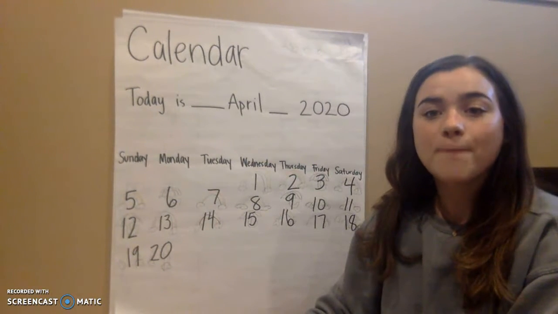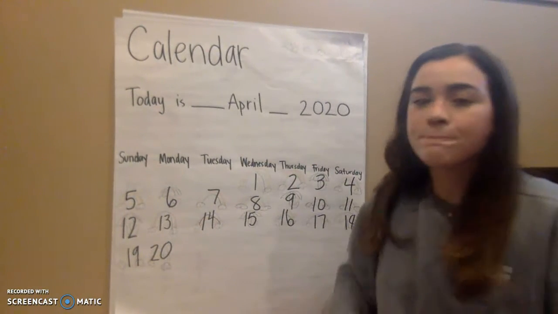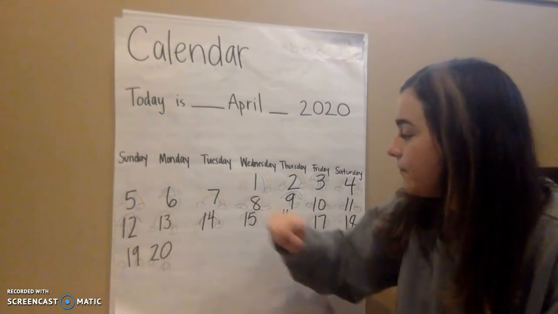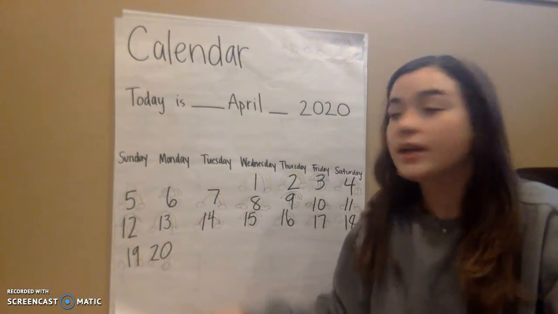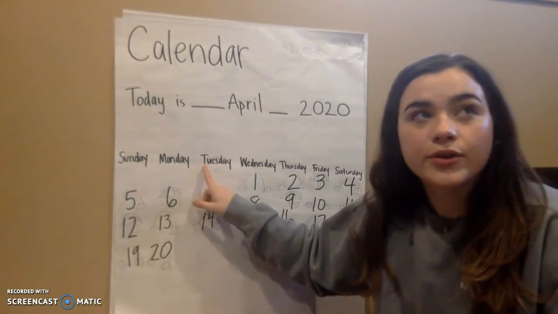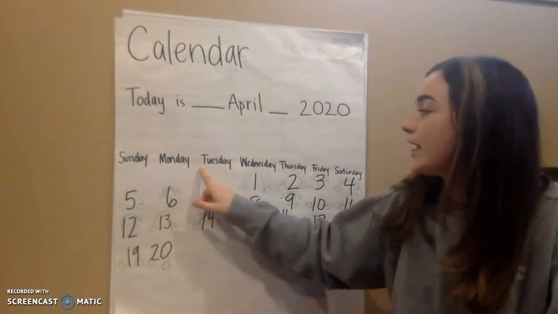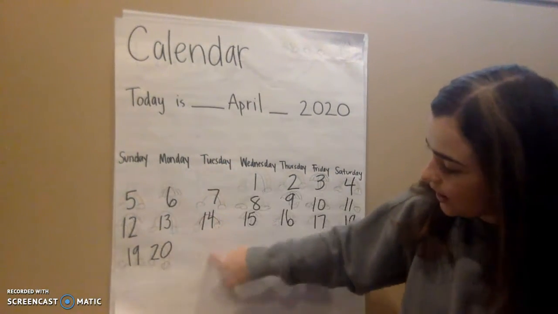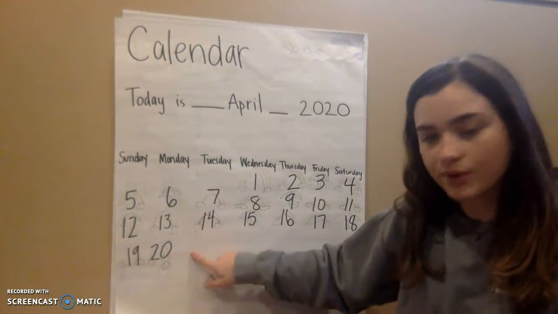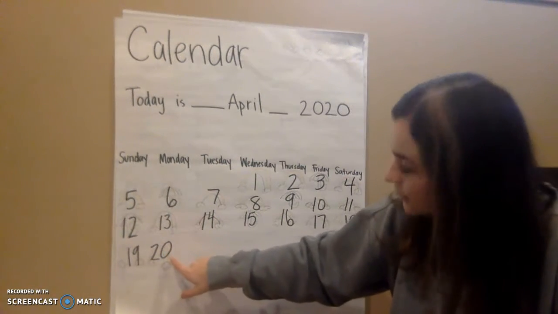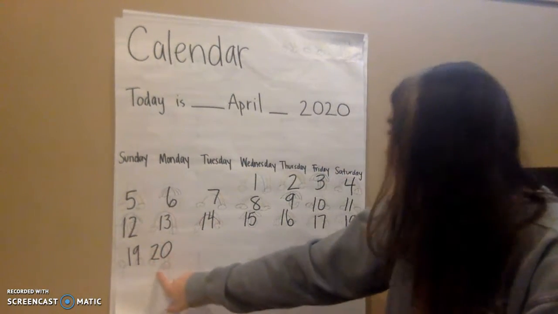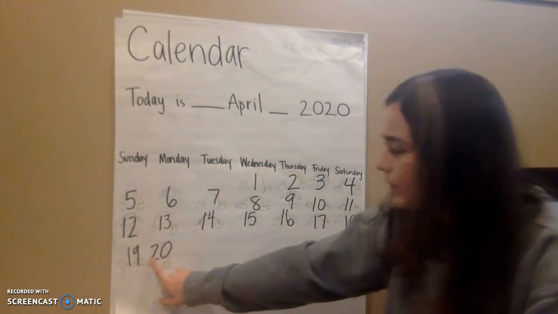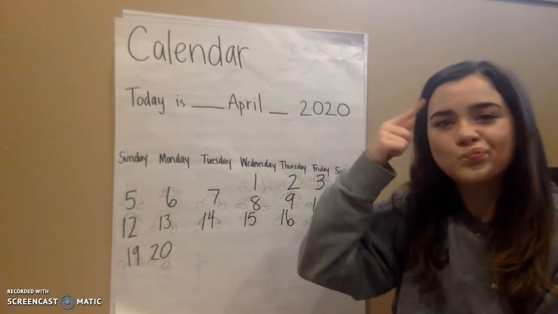Yesterday was Monday. So that makes today Tuesday. So I'm going to go to Tuesday and I'm going to put all my stuff for my calendar right there. Yesterday we had a rainbow as our picture. So I have a rainbow.